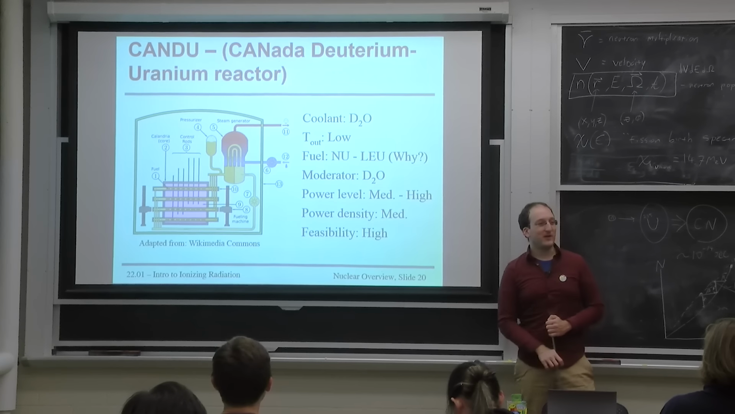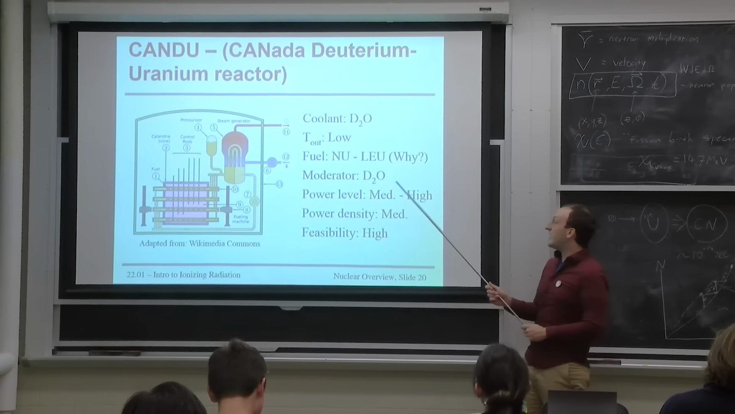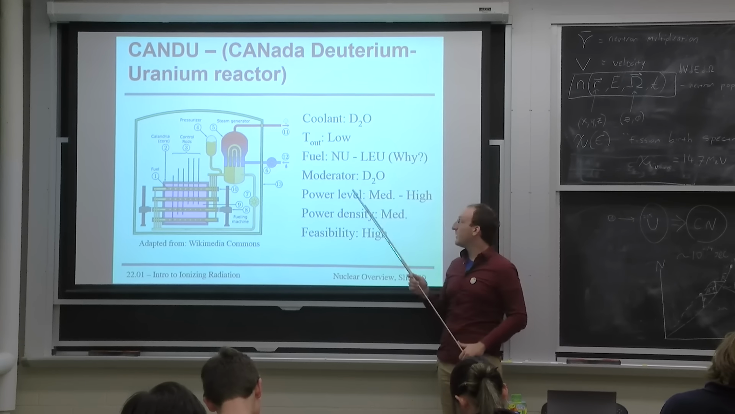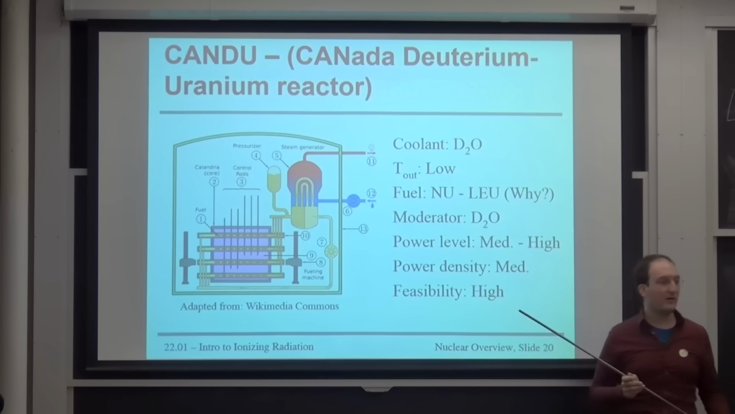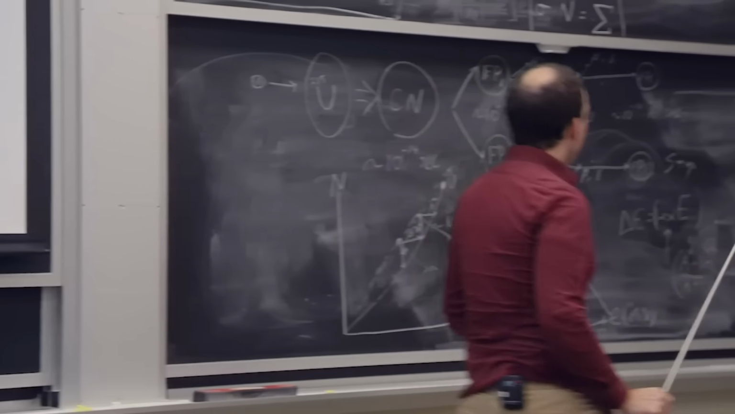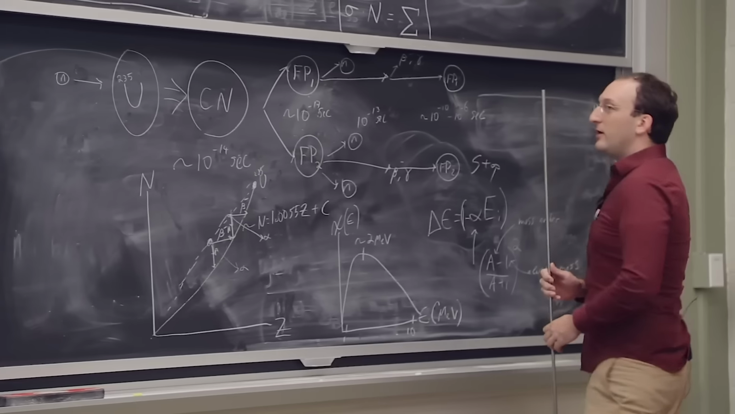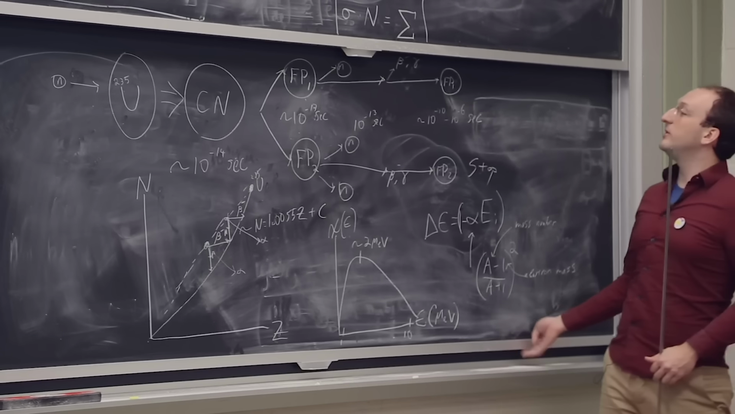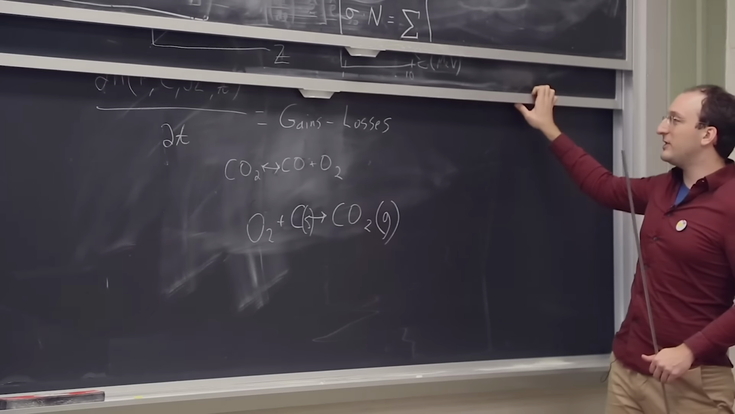At any rate, one of the nice features about this is you can actually use natural uranium. Because the moderator is heavy water, you have to look into what the cross-sections are, even though deuterium won't slow down neutrons as much as hydrogen will.